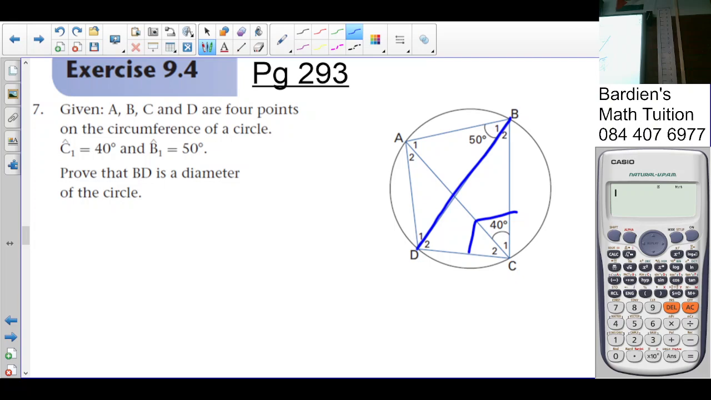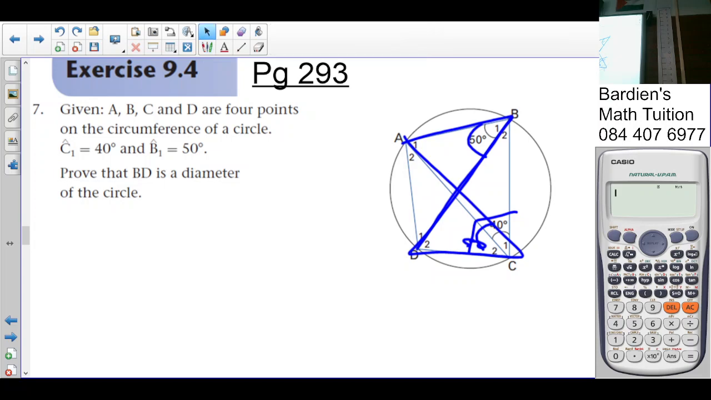We know that C1 is 40, but C2 will be 50. Why is C2 50? Angles in the same segment. Can you see that? So automatically it will add up to 90. Therefore that would be a diameter. You guys understand?